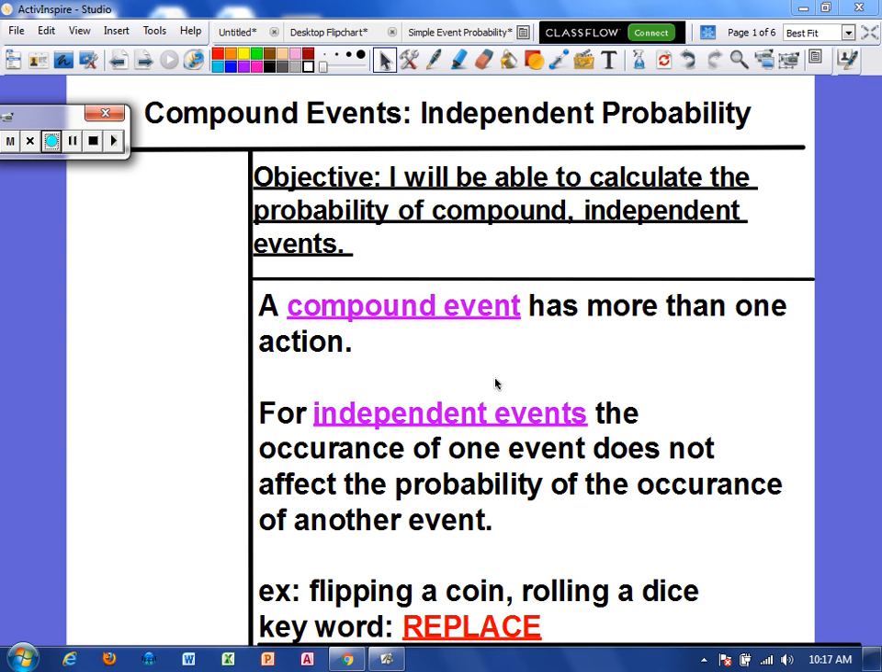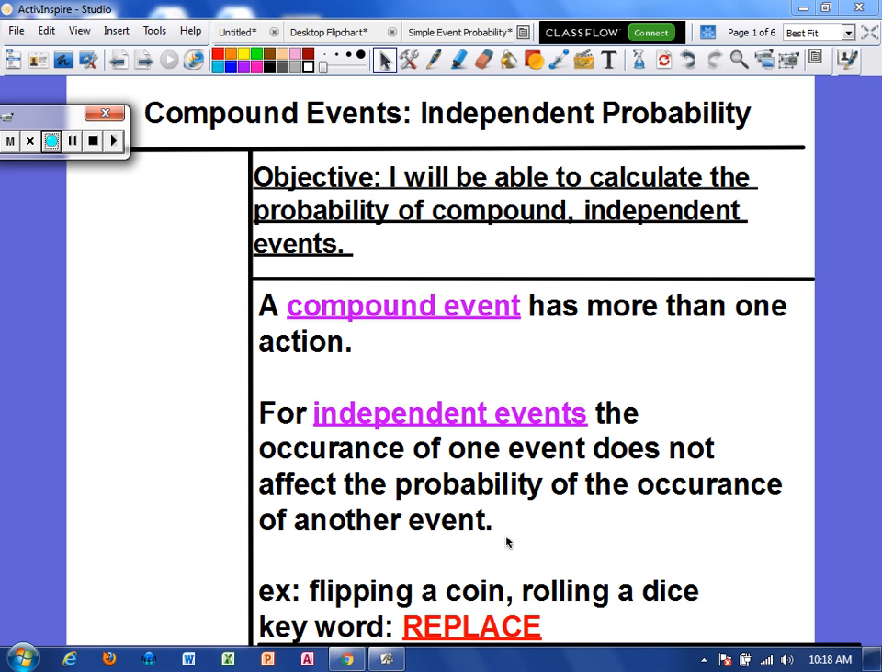Now for independent events, the occurrence of one event does not affect the probability of the occurrence of another event. So let's say that you flip a coin and then roll a die. It does not matter what that coin lands on. That is in no way going to affect what happens when you roll the die. They are completely separate. They do not affect one another.